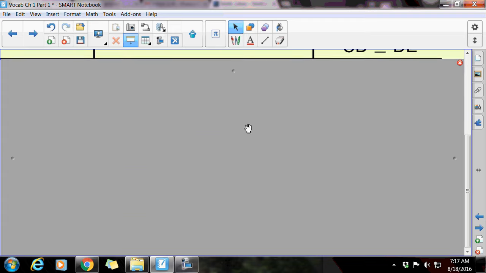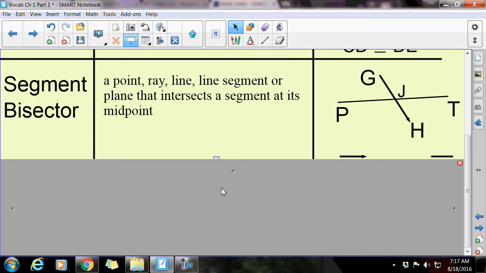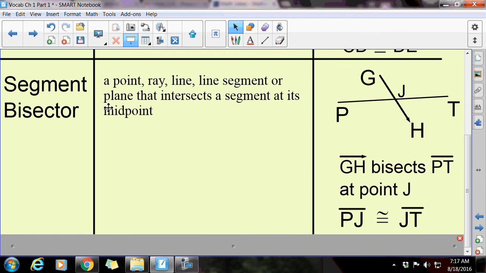Hit pause if you need to. Hopefully that's clear. We'll go over it in class some more. Segment bisector. Oh, this is a big one. Oh, and I think this is the end. Segment bisector: a point, ray, line segment, or plane that intersects a segment at its midpoint. So the best way to go over this is with an example.